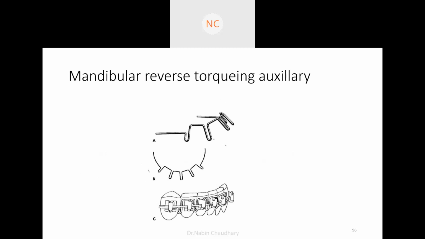This is another torquing auxiliary, and it is called the mandibular reverse torquing auxiliary. It is used to torque the mandibular incisor roots labially. Since it torques the incisor roots labially, it is called the reverse torquing auxiliary.